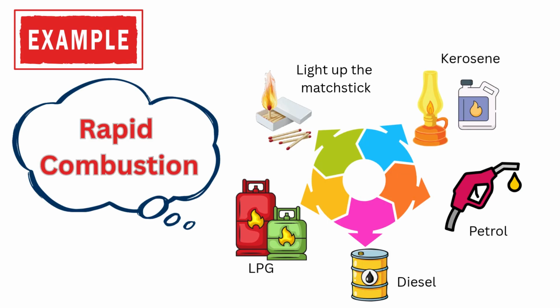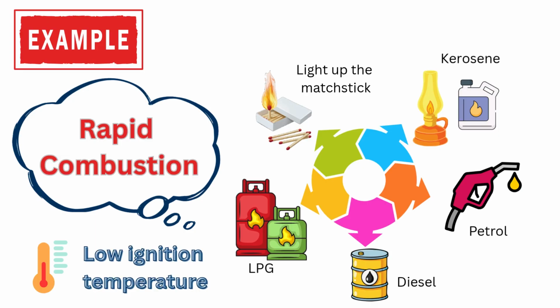Most common examples of rapid combustion are petrol, LPG, diesel and kerosene. These substances burn very quickly because they have a low ignition temperature.